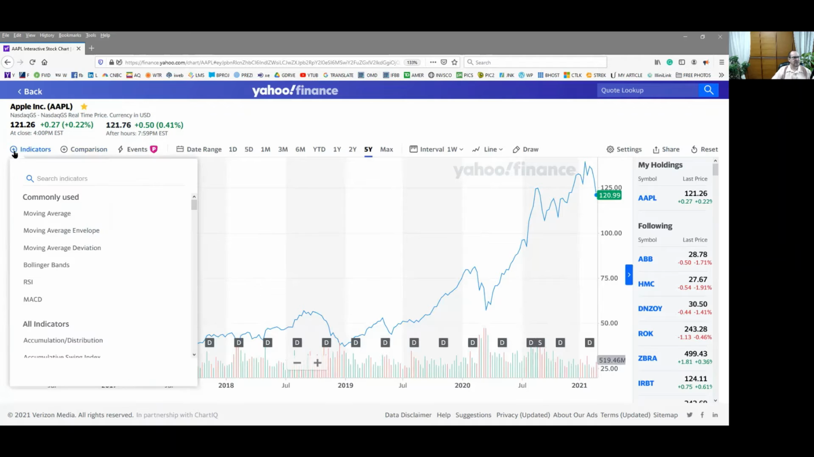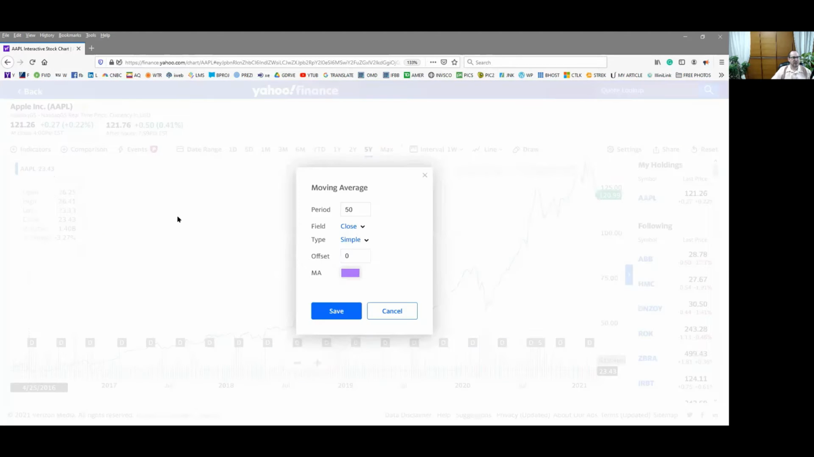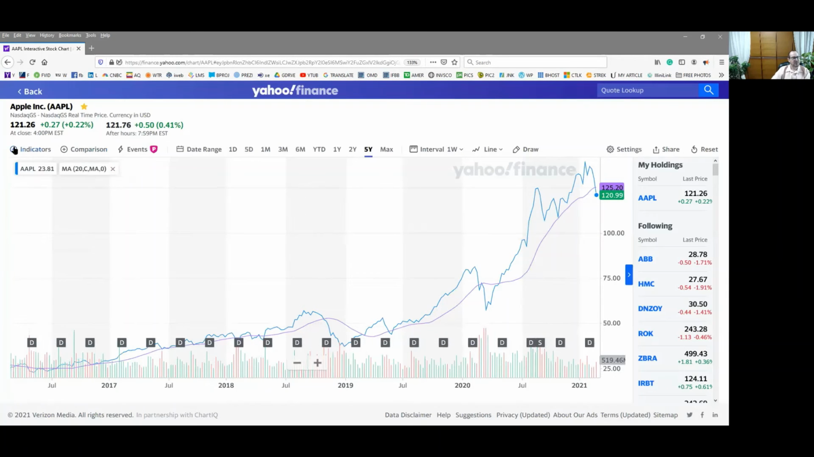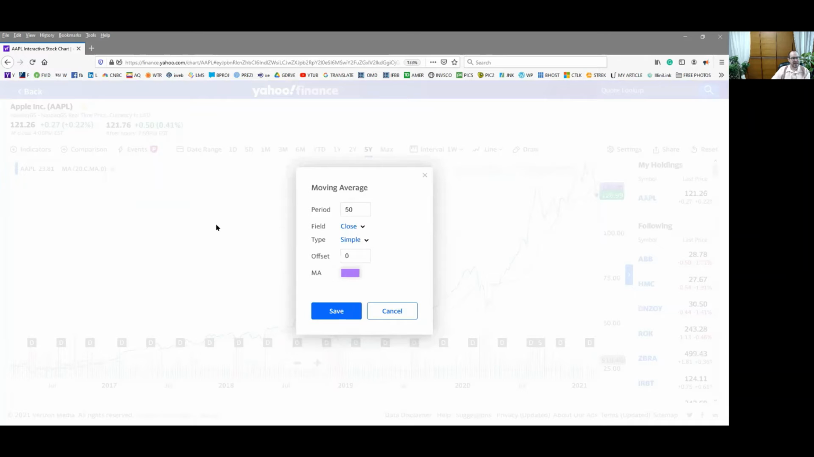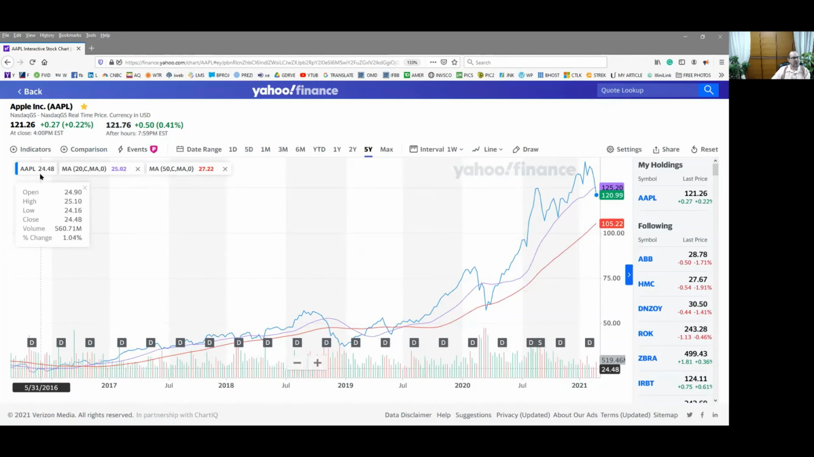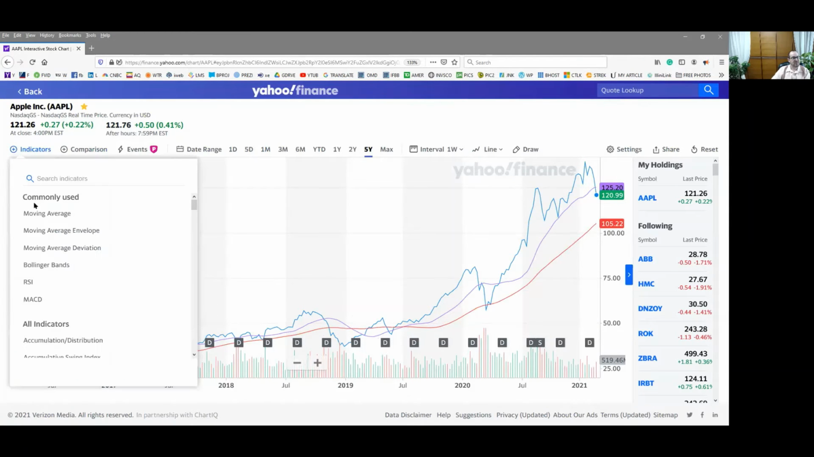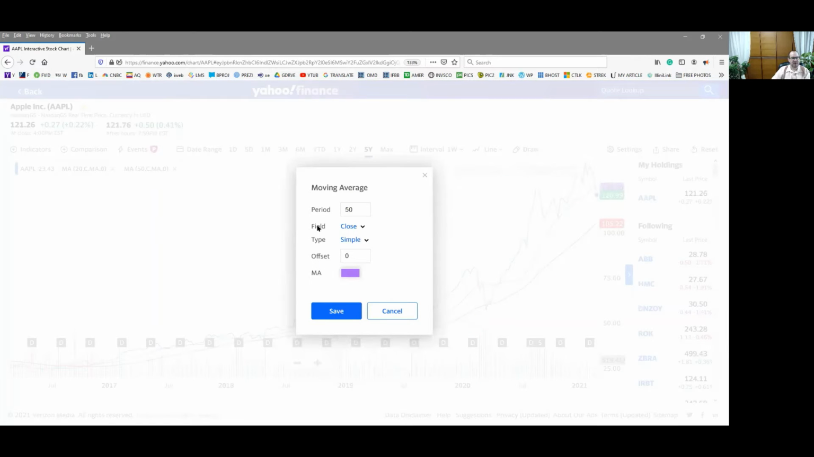Moving averages, you can do here. Let's go 20-day moving average, 20. We're going to make that purple. Let's do over the course of 50 days. We're going to make that, let's say, red. Save. And you could do a moving average of, let's say, 200 days.